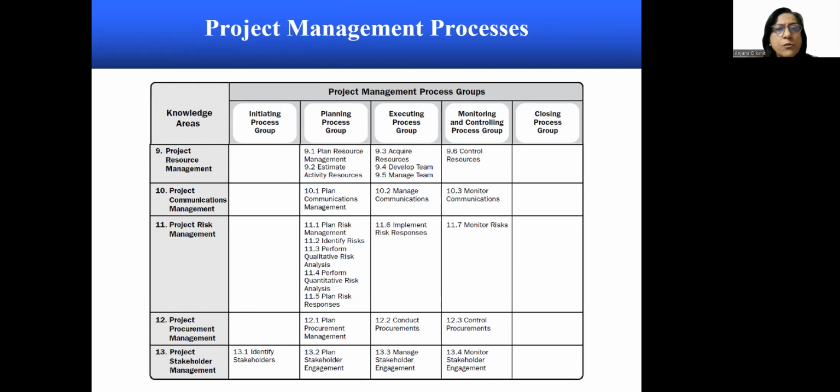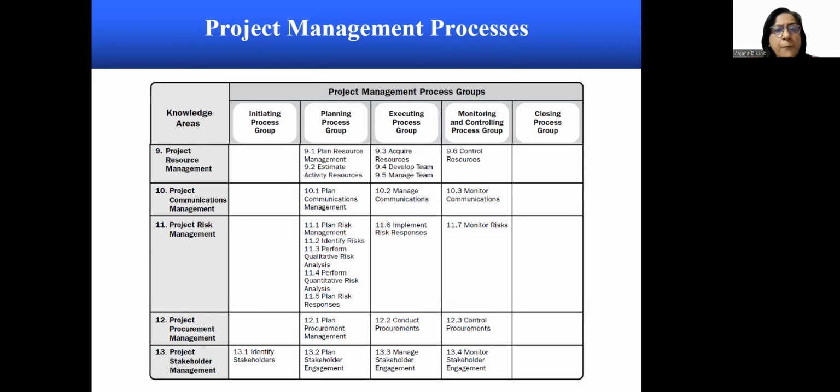Then we have project resource management. Under this, we have 2 processes in the planning process group, which are plan resource management and estimate activity resources. Under the executing process group, we have 3 processes, which are acquire resources, develop team, and manage team. And under the monitoring and controlling process group, we have 1 process, which is control resources.